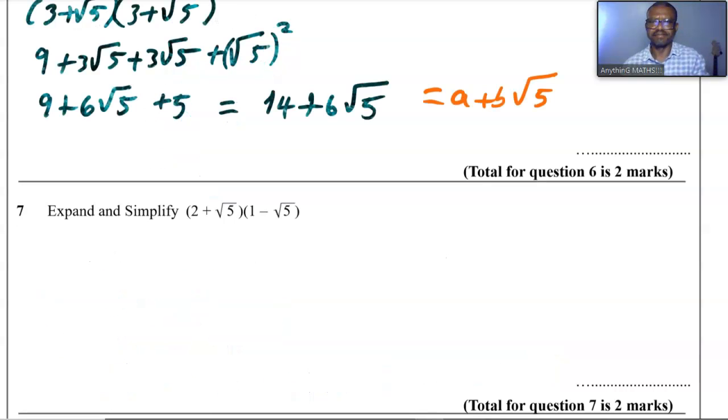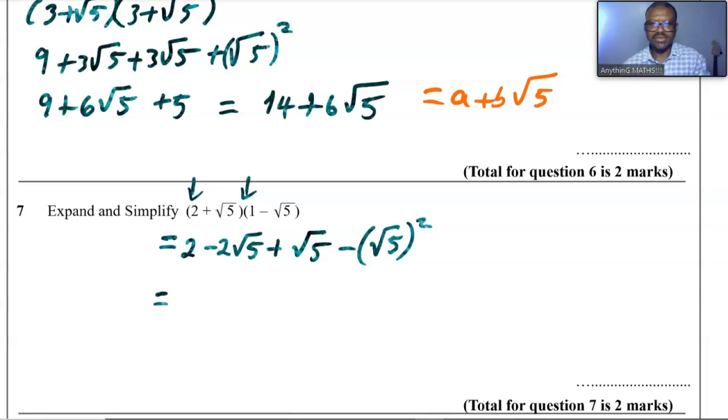Expand and simplify. This is not a difference of two squares, because this place is 2 and we have 1 here. Be careful, because the examiners are very clever people. They want to trip you up, so you have to be on top of your game. What we're going to do is a normal expansion. So 2 times 1 is going to be 2. 2 times negative root 5 is going to be negative 2 root 5. And the next one will be root 5. And we're going to have root 5 all squared.